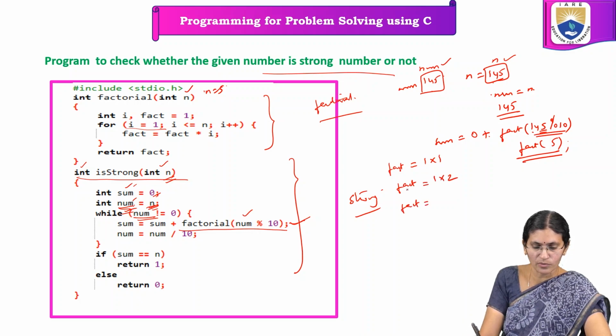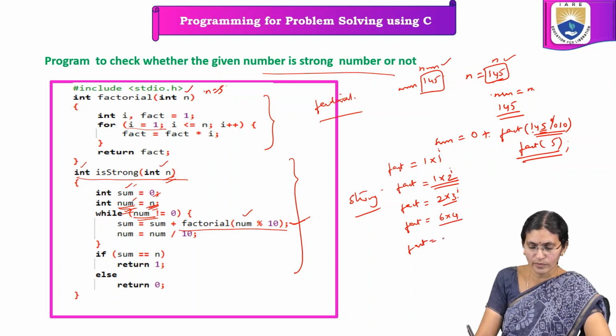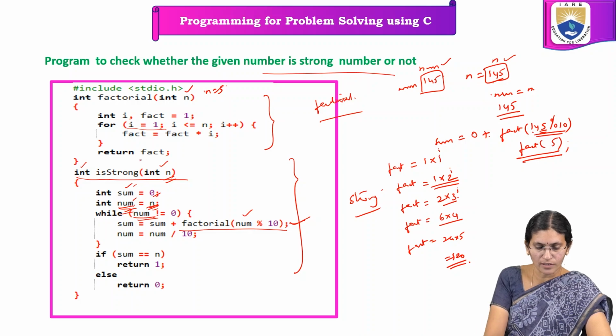Third iteration, factorial is equal to the previous value into 3. This is the i value, which goes on increasing and updating. Next, factorial is equal to the previous value 6 into 4. Next, factorial is equal to 24 into 5. So this comes out to be 120. So return fact, that 120 value which is calculated here, is returned because the function has a return type.